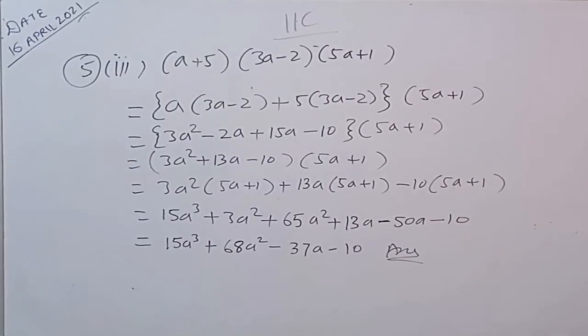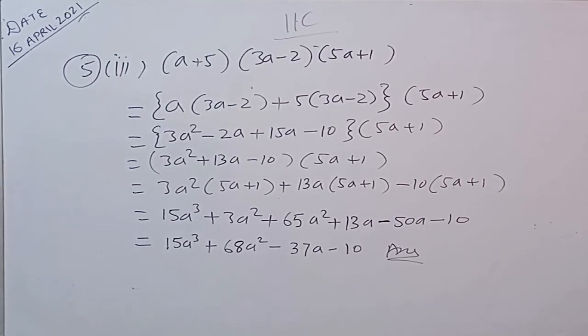Children, I am taking question number 5, third part, in which we have to multiply (a + 5)(3a − 2)(5a + 1). So multiply together (a + 5)(3a − 2) first, write in the curly bracket, and (5a + 1) in the last. So a(3a − 2) plus 5(3a − 2) will get 3a² − 2a + 15a − 10, in the last (5a + 1). −2a plus 15a will give the plus 13a. Find the difference. The positive sign will be here, because the 15a is greater. So 3a² + 13a − 10, and the (5a + 1).